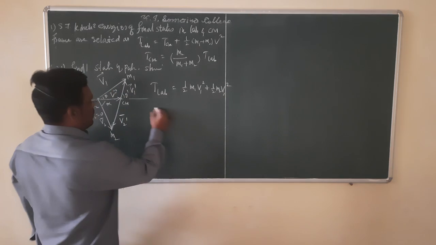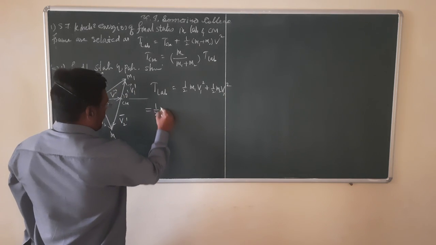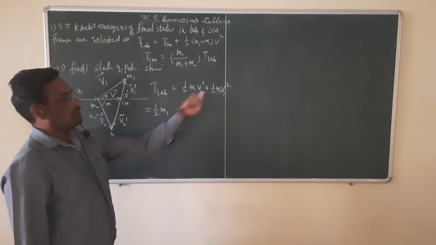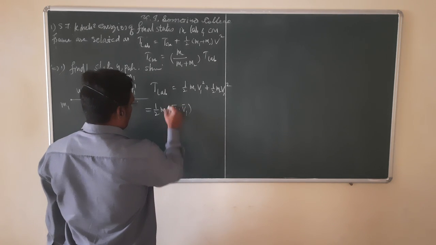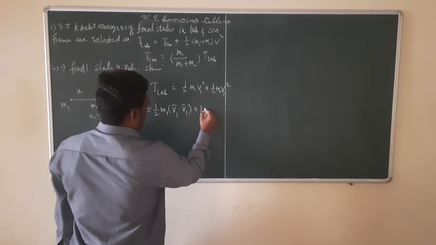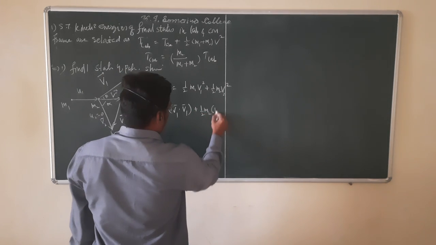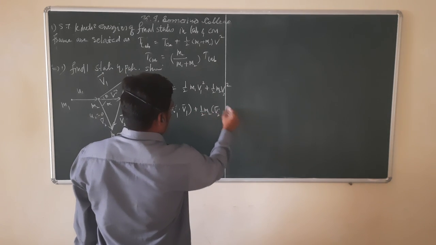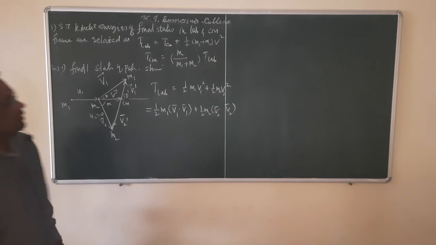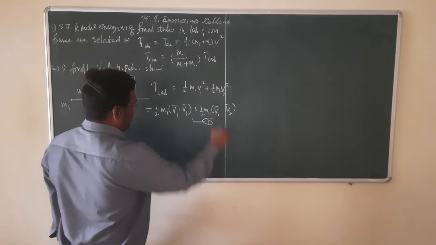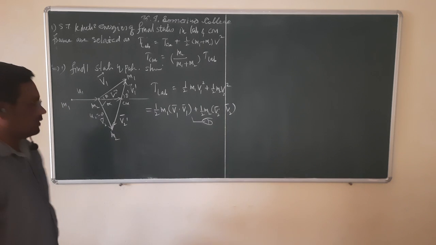Okay, now this is equal to 1/2 m1 times v1 square, which can be written as vector v1 dotted with vector v1, plus 1/2 m2 times v2 square, which can be written as vector v2 dotted with vector v2. Call this equation 1. Now vector v1 dotted with vector v1.